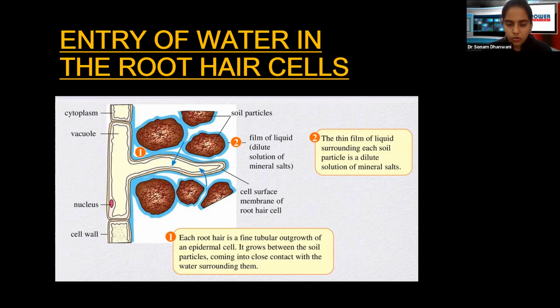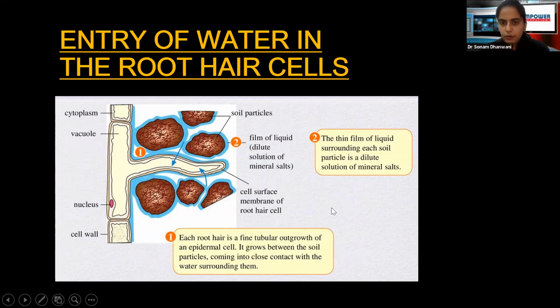It grows between the soil particles, coming into close contact with the water surrounding them. Correct? Now root hair का function ही ये है that it has to absorb water from its surrounding wherever it finds water. So obviously it is growing in close contact हर soil particles के बीच में so that वो वहाँ से water absorb कर सके.